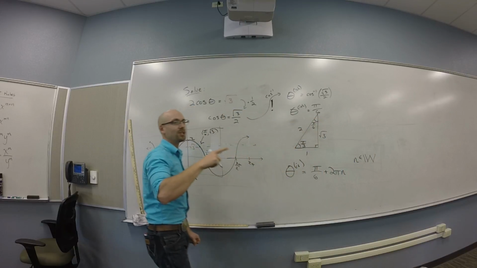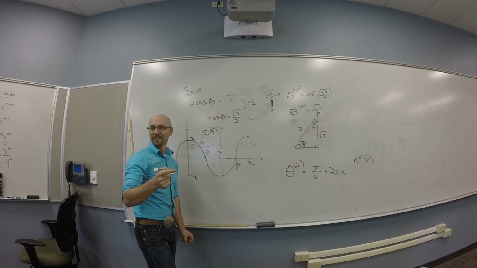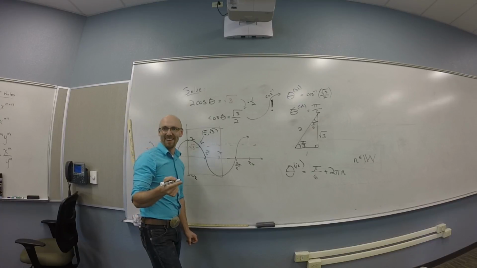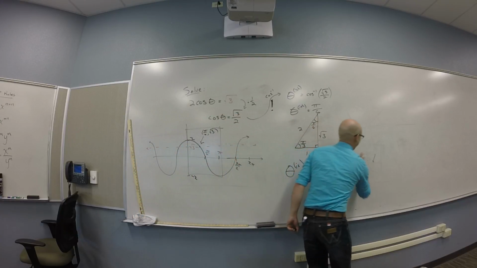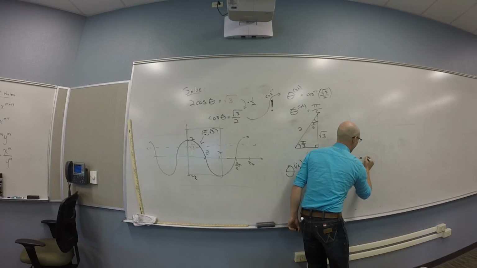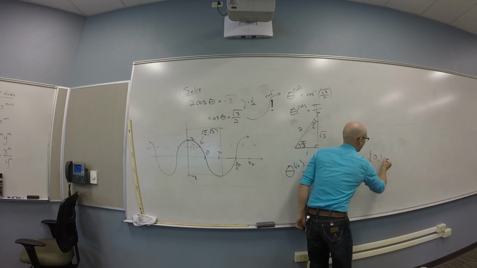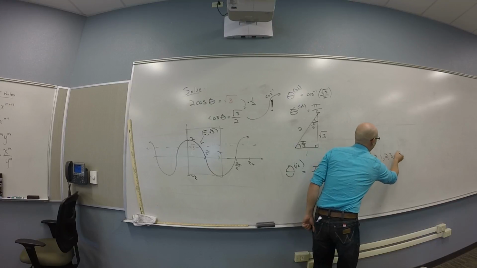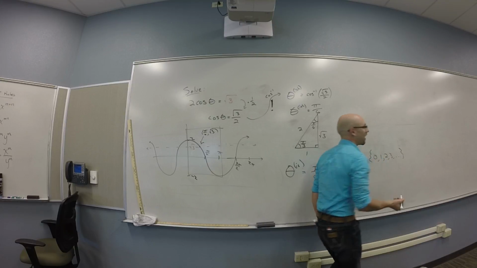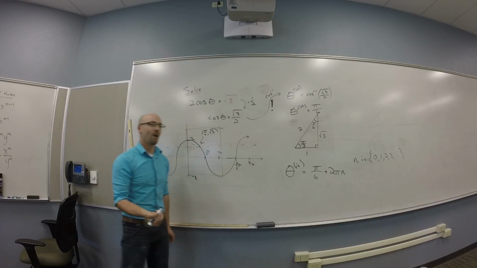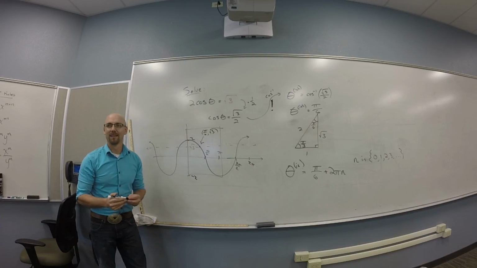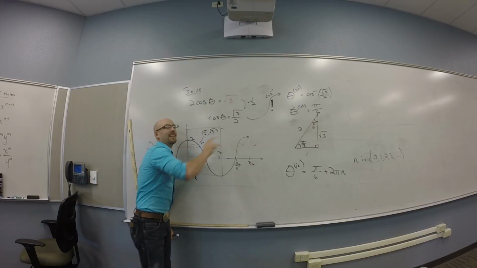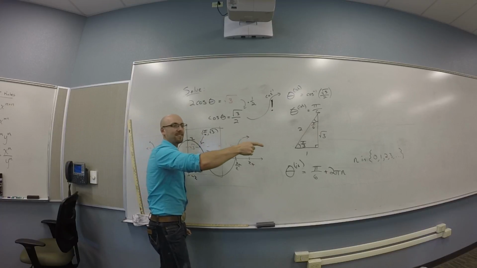Do you want n to be a whole number? Remember the whole numbers are 0, 1, and so on. You guys haven't seen the W before? What if I wrote n is in a list: 0, 1, 2, 3, dot, dot, dot. Is that enough? Which way does that go if I keep adding 2 pi's? It only goes to the right.